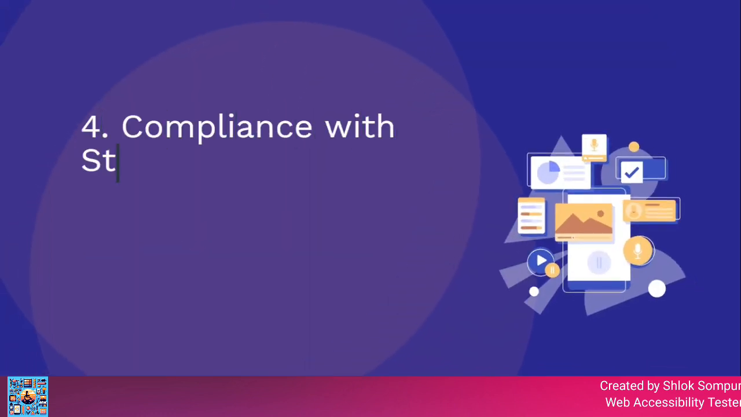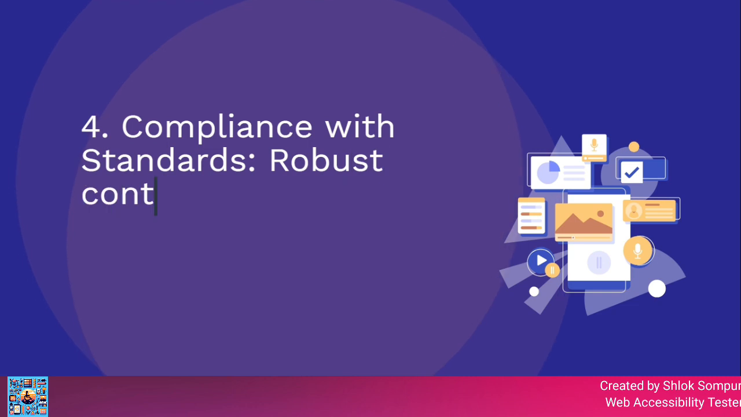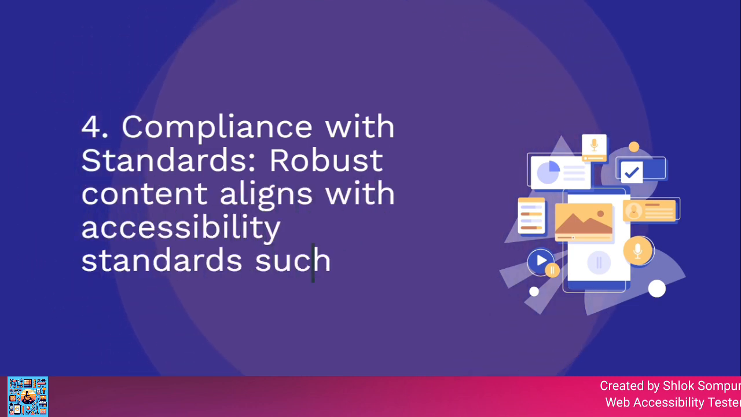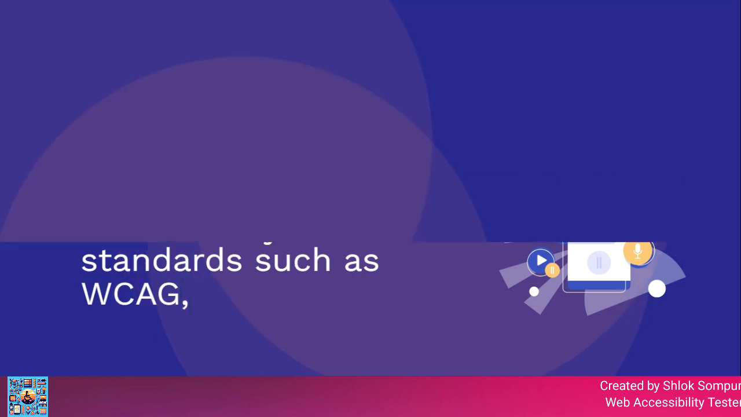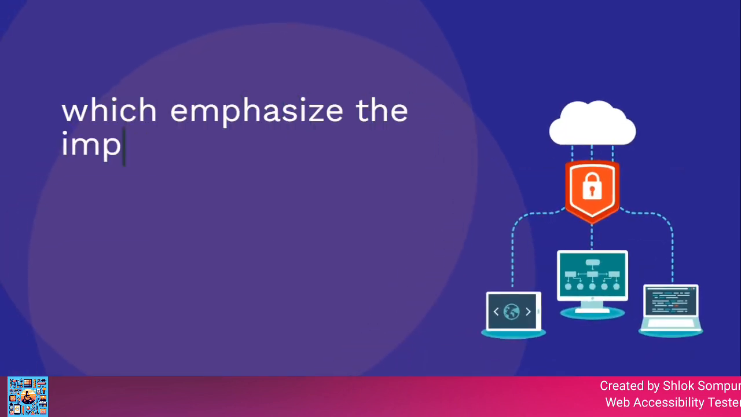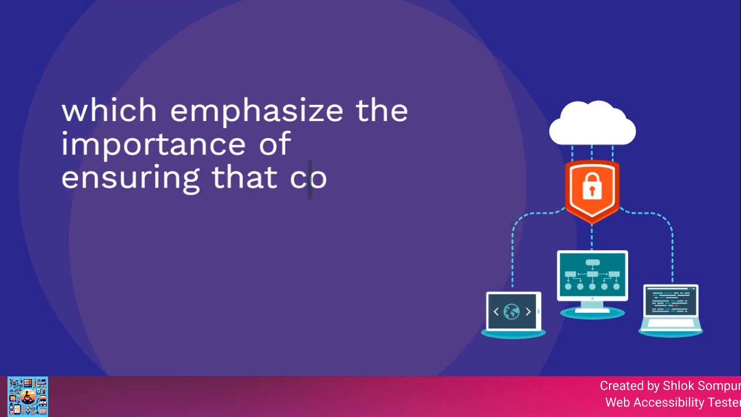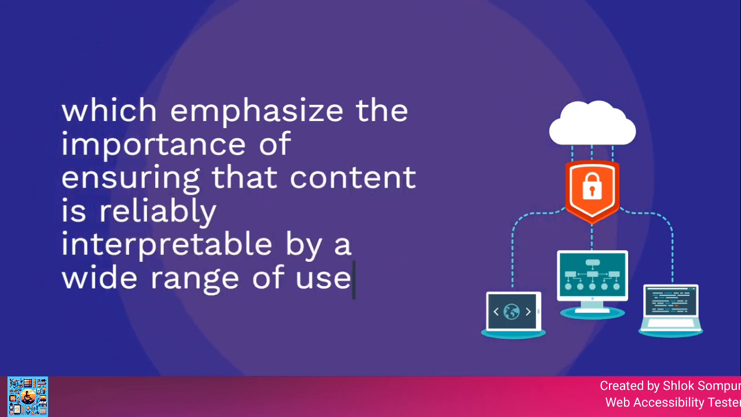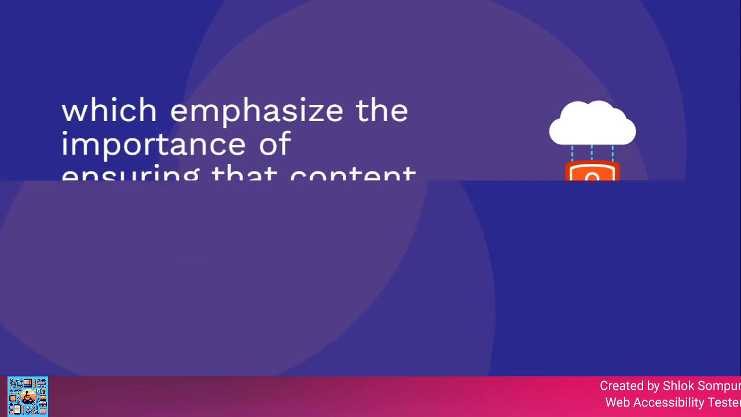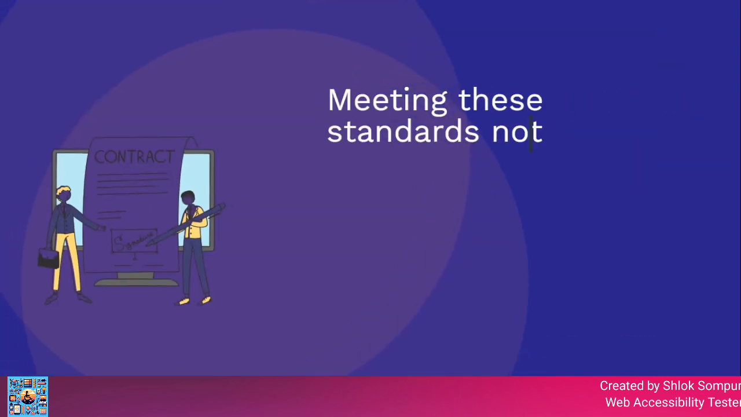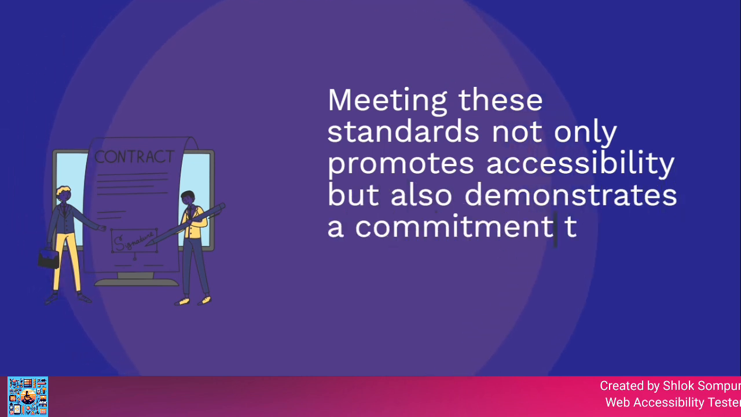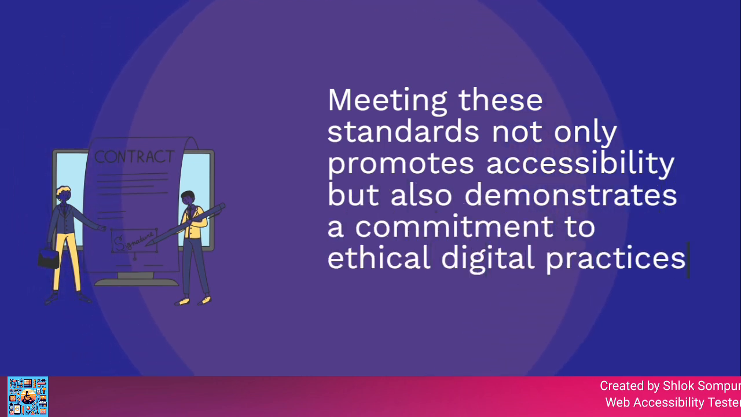4. Compliance with standards. Robust content aligns with accessibility standards such as WCAG, which emphasize the importance of ensuring that content is reliably interpretable by a wide range of user agents. Meeting these standards not only promotes accessibility but also demonstrates a commitment to ethical digital practices and compliance with legal requirements.